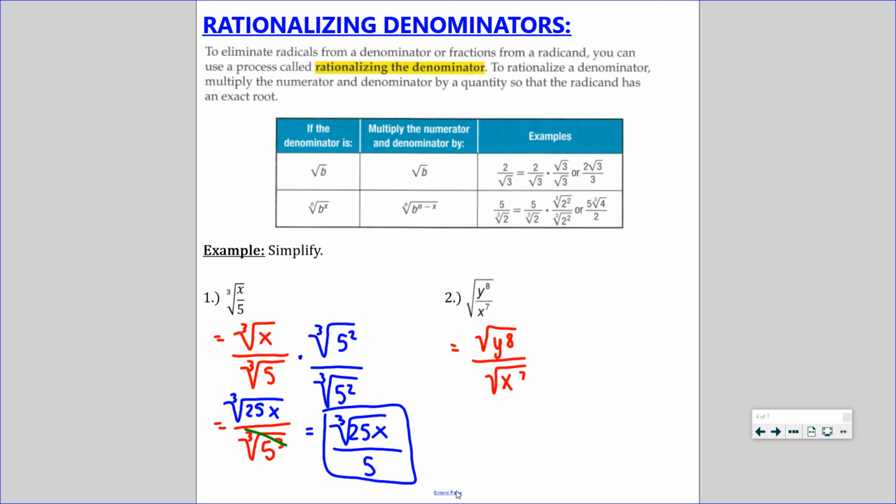Looking at what I have here, is my bottom going to come out to a perfect square? We can make it. How can we make it? What should we multiply on top and bottom by?